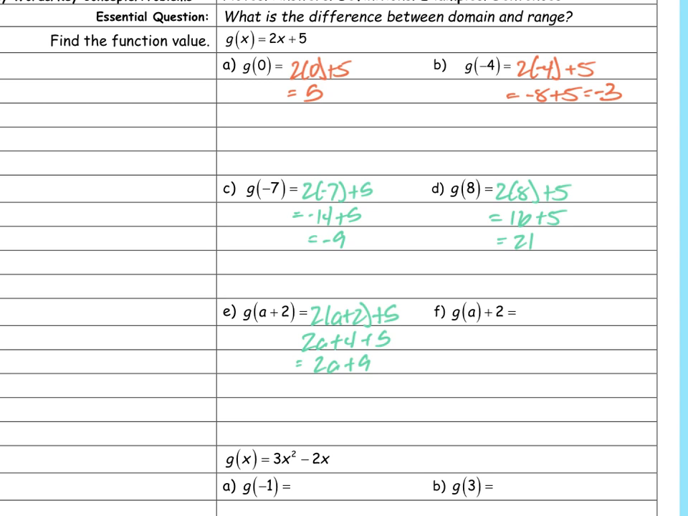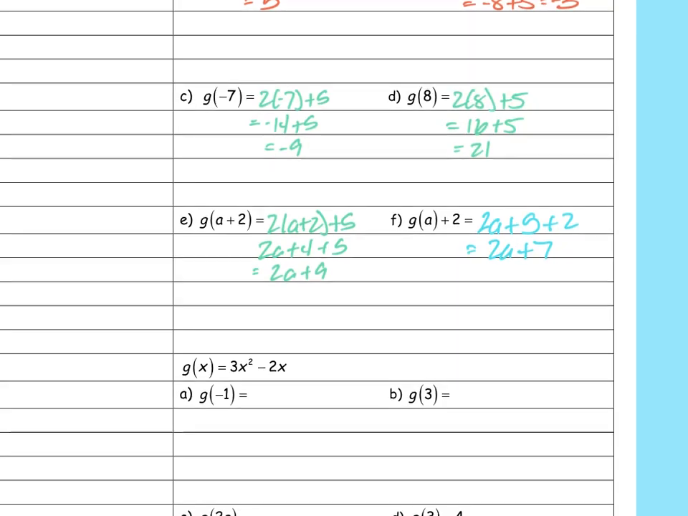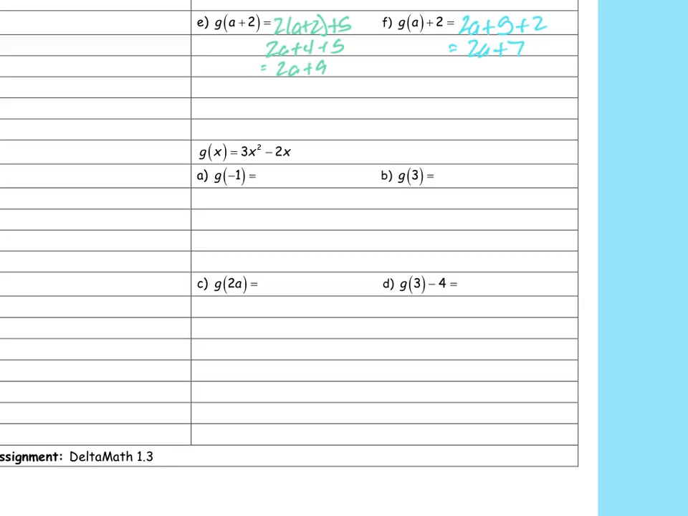Okay. That got some interesting answers. So then I've got 2a plus 5 plus 2, which is 2a plus 7. Questions on any of those? Sorry, I just looked up and saw some interesting answers on E and F in the chat box. So, questions on any of those? Are we okay? Awesome. So, let's see what we got.